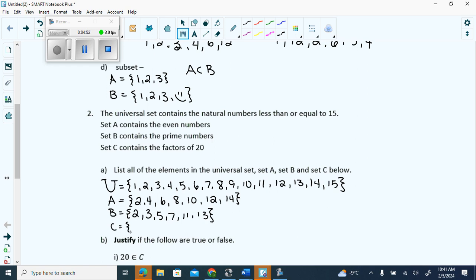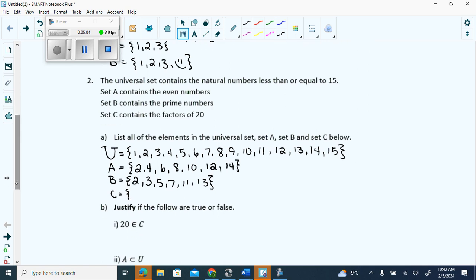Factors of 20 are 1 and 20, 2 and 10, 4 and 5. Correct? But I still can only pull the numbers that are in my little universal set hat. So which of those numbers are in my universal set hat? 1, 2, 4, 5, and 10. I can't include 20 because it has to be a subset of the universal set, and if I put 20 in, it would no longer be a subset.